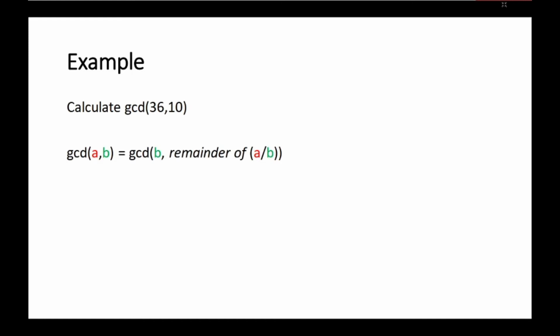So the GCD of a and b equals the GCD of b and the remainder of a divided by b. Since we're using 36 and 10, we're going to replace a and b with 36 and 10, such that we get that the GCD of 36 and 10 equals the GCD of 10 and the remainder of 36 divided by 10. Now if we're going to divide 36 by 10, you see that we get 3.6.